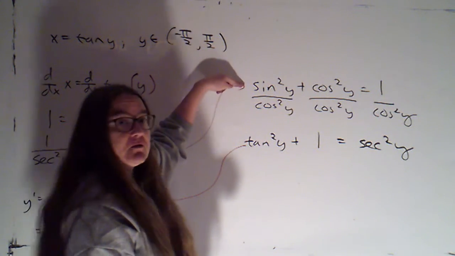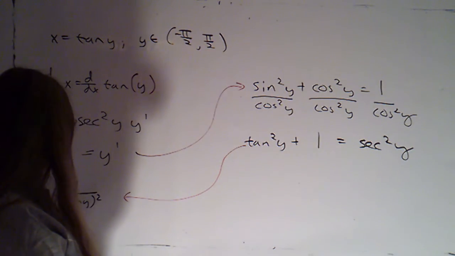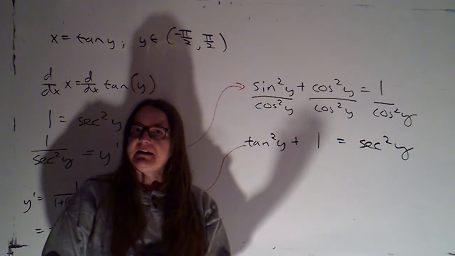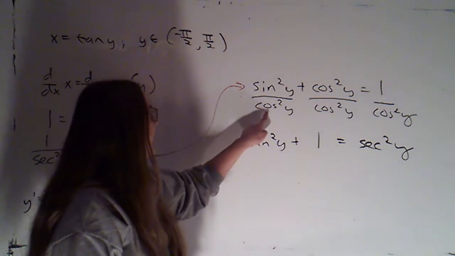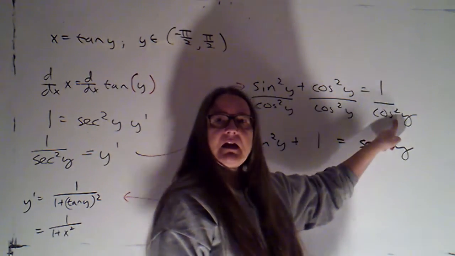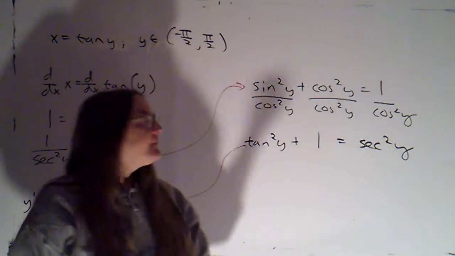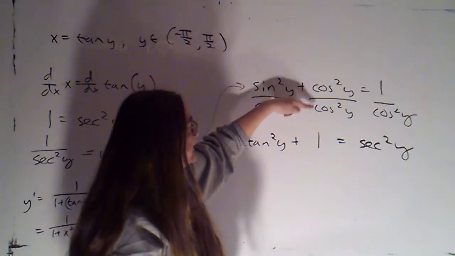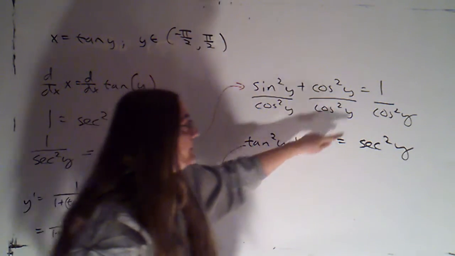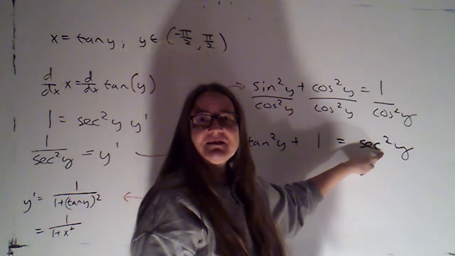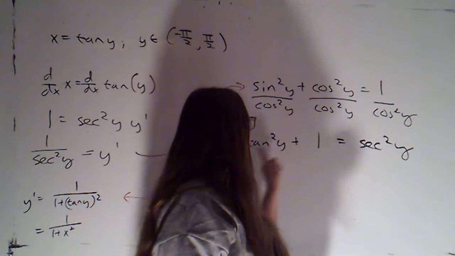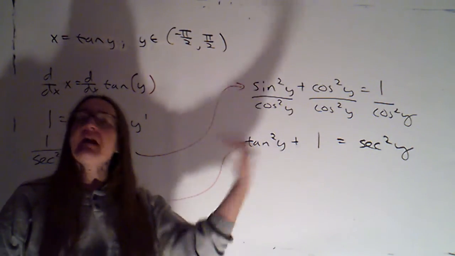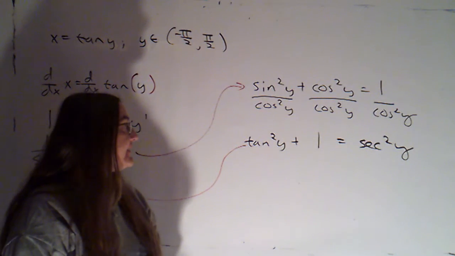I started here with this one, and I said tangent has cosines in the denominator. So to get to the Pythagorean identity that has tangent squared in it, I divided through each piece by cosine squared y. And then sine squared over cosine squared became tangent squared. Cosine squared over cosine squared became 1. And 1 over cosine squared is secant squared of y. And that's why secant and tangent are the two that show up in the same identity, because they have the same denominator. They both have a cosine in the denominator.